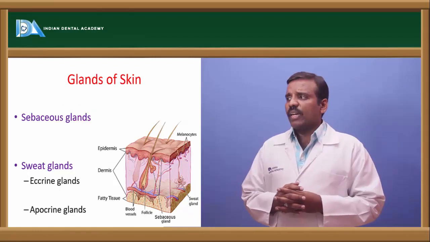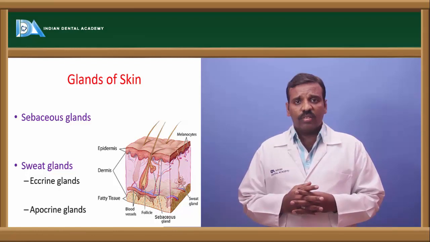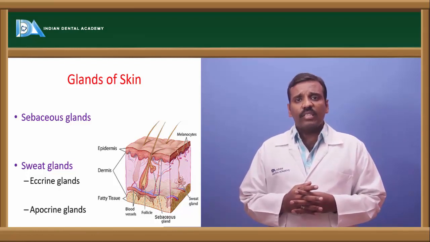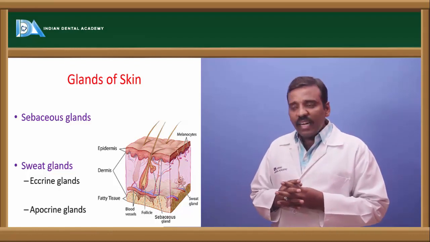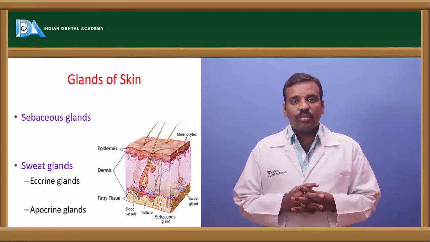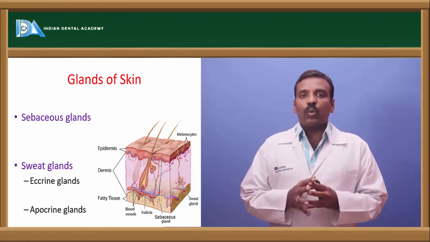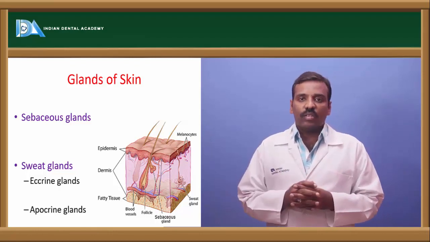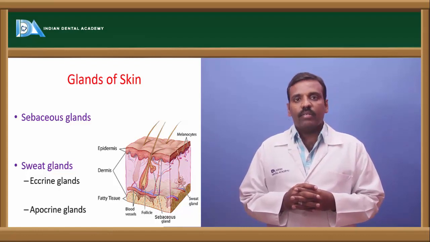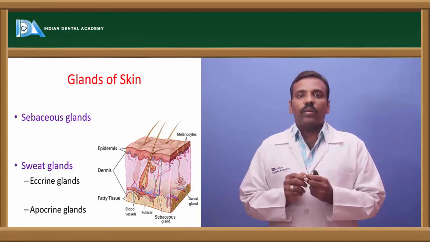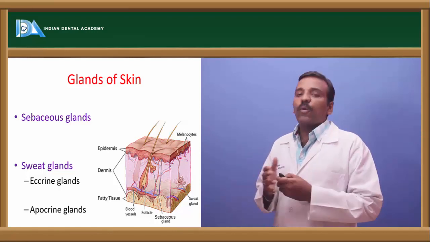There are two types of glands present in the skin. One is sebaceous glands and another is sweat glands. Sebaceous glands secrete sebum, and sweat glands are again of two types: eccrine glands and apocrine glands. The glands which are formed individually on the skin, with a pore-like structure, are called eccrine glands. The apocrine glands are the ones where the pores are present with the hair follicle.